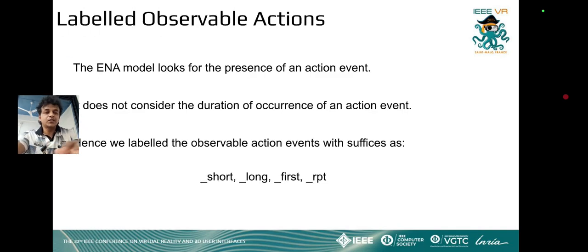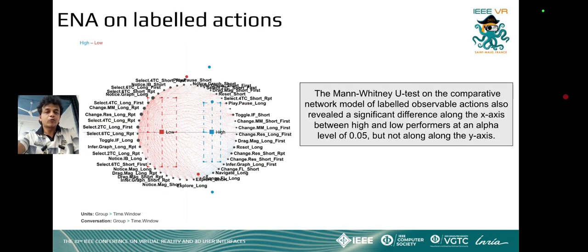Also, these observable actions do not consider the duration of the action event, they consider only the presence of an action event. So we labeled the action events based on the threshold value of the duration as short action event, long action event, and whether it is occurring for the first time or whether it is occurring repeatedly. We constructed an epistemic network model on labeled actions, and we found that there is a significant difference in these behaviors also.